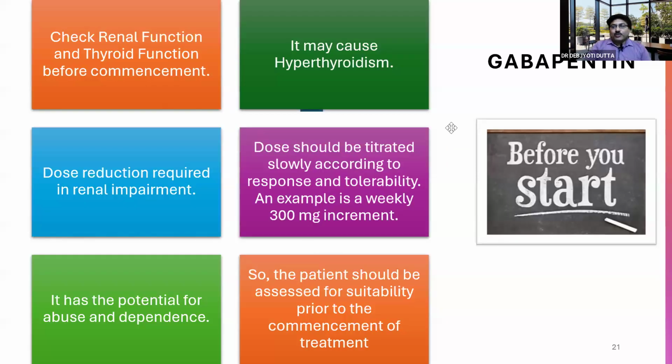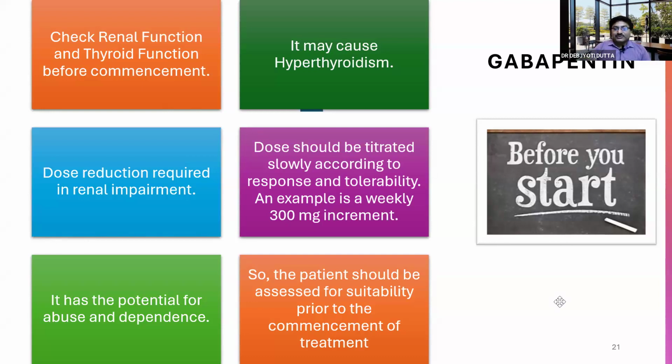But there are a few important things regarding gabapentin. First of all, check the renal function. That is very vital. As I told, that is the only way by which gabapentin can go out of the body. Check the thyroid function because it may cause hyperthyroidism. And dose reduction is required in renal impairment. It should be titrated slowly according to response and tolerability. For example, a weekly increment of 300 milligram is commonly done.